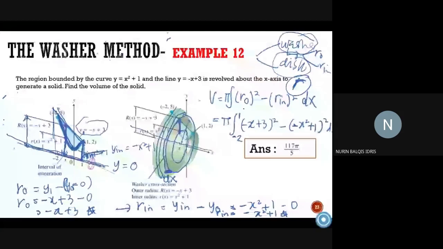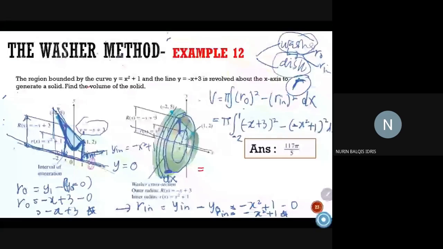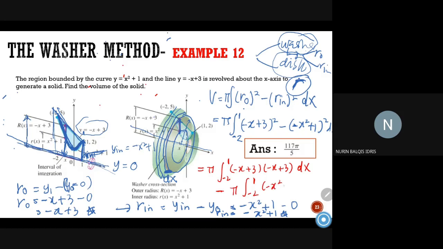Okay, so maknanya to solve this integration. Okay, so pi here, negative 2 to 1. So maknanya you kena expand lah ni, negative x plus 3 times with negative x plus 3 dx, okay, minus with pi, okay, negative 2 to 1, negative x square plus 1 times with negative x square plus 1 dx. Okay, multiply, expand this, then integrate macam biasa. You should get the answer 117 pi per 5. Okay, I'm not going to show the integration sebab yang ni simple je for you to integrate.